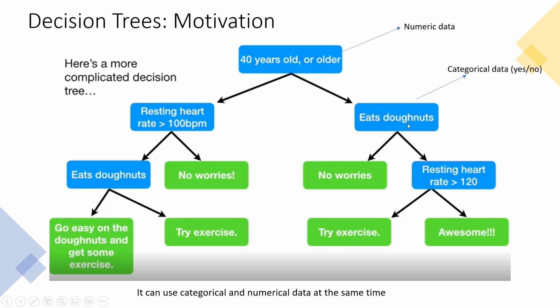And that's the same for the right side of the tree. We ask the question whether the person is 40 years old or older. If the answer is no, then we check whether the person eats donuts. If the answer is yes, you don't need to worry. If the person is older than 40 and the person doesn't eat donuts, but the resting heart rate is higher than a number, then we suggest an exercise. If the answer to this question is no, then everything is okay. So we basically ask questions with the decision tree in order to split the data into parts, and within those parts we ask more questions until we come to a decision.